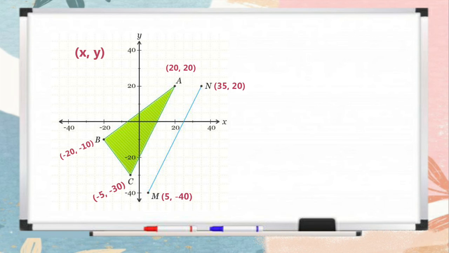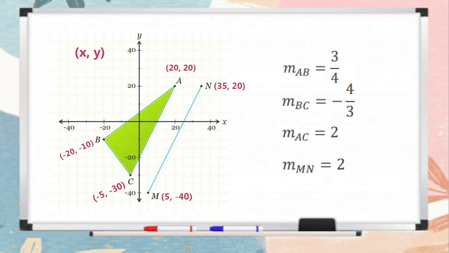Okay, so now we can conclude the value of each gradient. Gradient of AB is 3 over 4. Gradient of BC is -4 over 3. Gradient of AC is 2 and gradient of MN is 2.